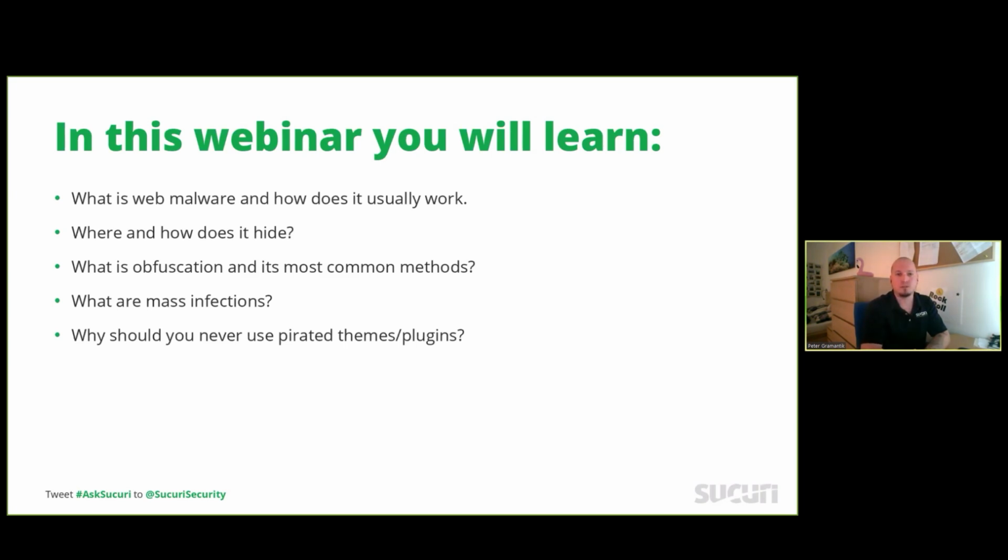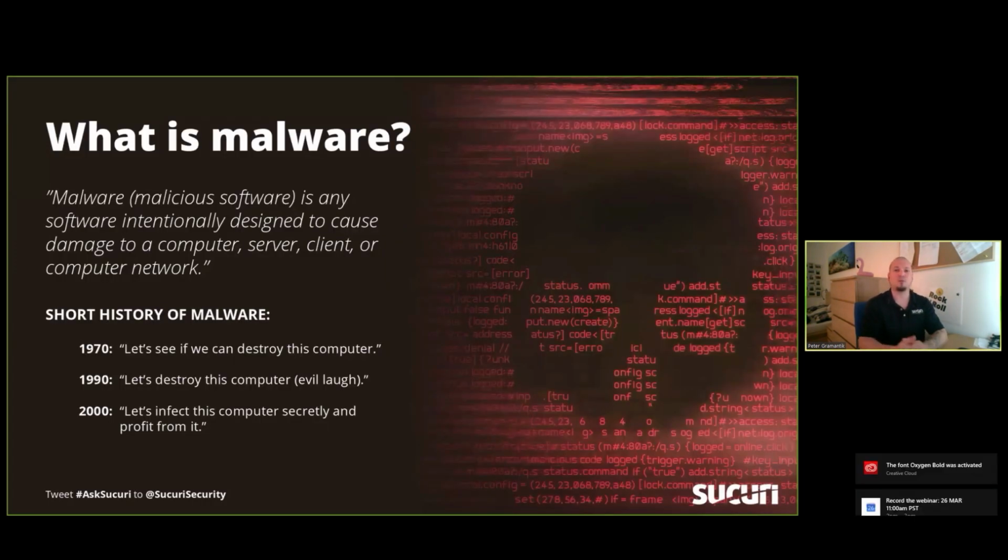So, what is malware? According to Wikipedia, malware or malicious software is any software intentionally designed to cause damage to a computer, server, client, or computer network. Malware is with us since the first computer. The short history of malware, as I see it, can be divided into these 3 phases. First, the academic times, then the wild times, and now the business times.